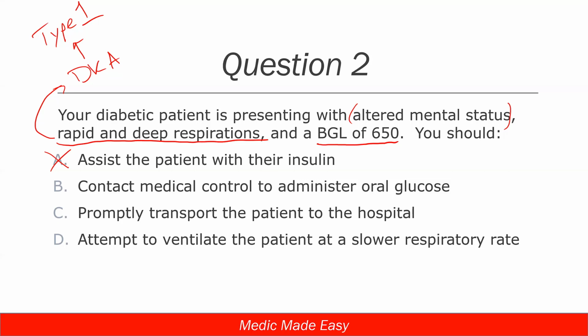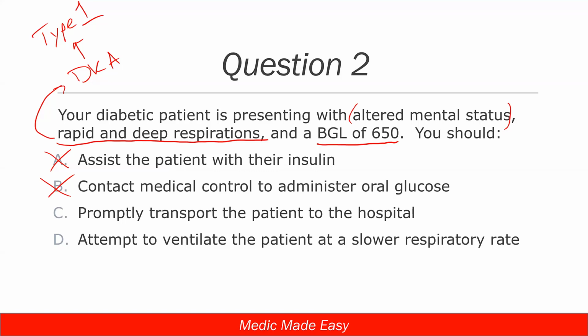B, contact med control to administer oral glucose. While administering oral glucose is going to raise their blood sugar, we already have high blood sugar, so that's out. C, promptly transport the patient to the hospital. Nothing wrong with that answer, right? We've got an altered mental status, deep rapid respiration, hyperglycemic patient. We've got a person in critical shape. So we definitely need rapid transport to the hospital. There's no question about that.